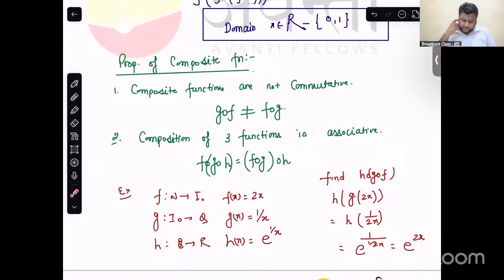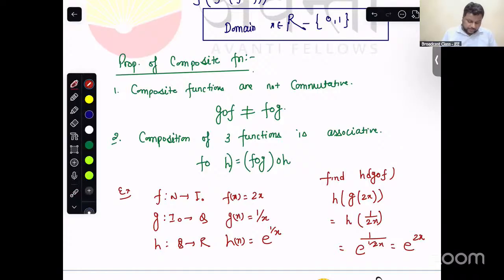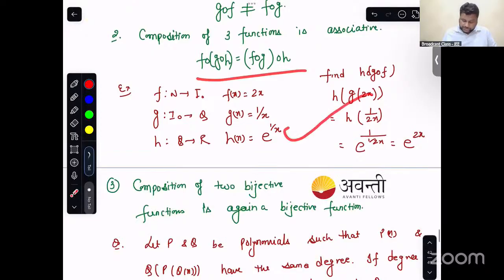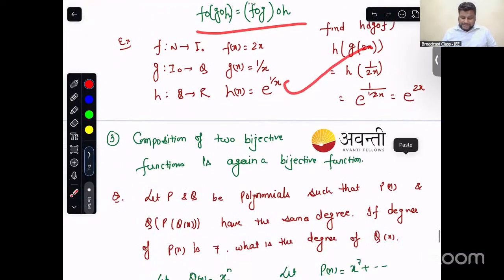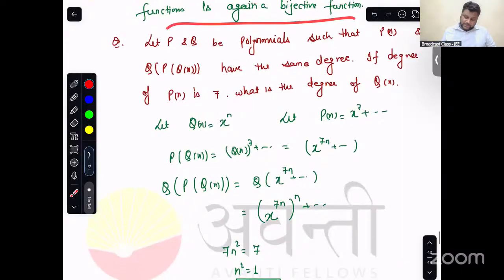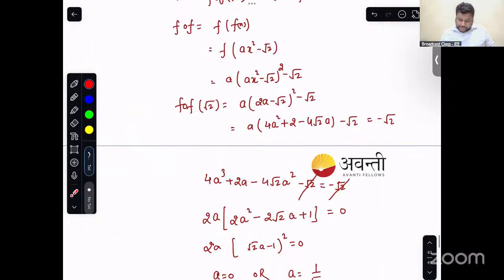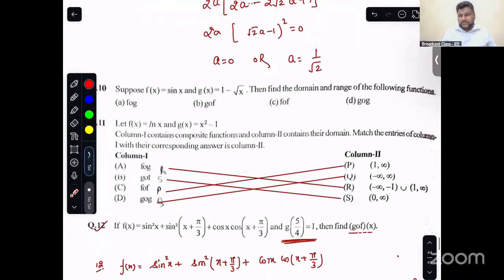Composite function is not commutative. Composition of three functions is associative, means fo(goh) is (fog)oh. Then composition of two bijective functions will be a bijective function. Then we did a question on the degree of the polynomial. Another question, and then we have done these questions.